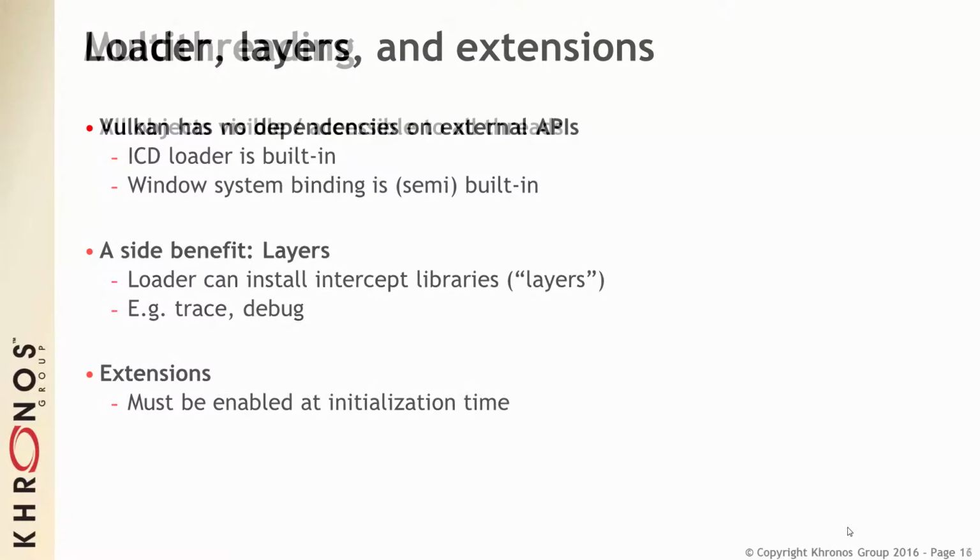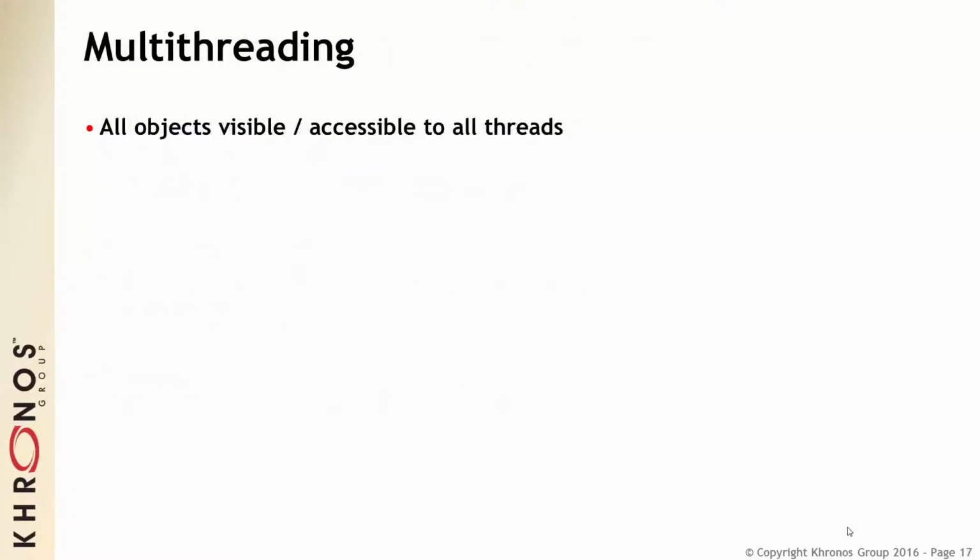Multithreading. One of the most important things that we were trying to accomplish in Vulkan was to be able to use multiple cores to split CPU driver work across multiple cores. And there's a bunch of design principles that we followed that make that possible. Vulkan has no notion of a thread owning something. Threads do not own anything, so there's no thread local storage. There's no notion of binding a context to a thread, etc.